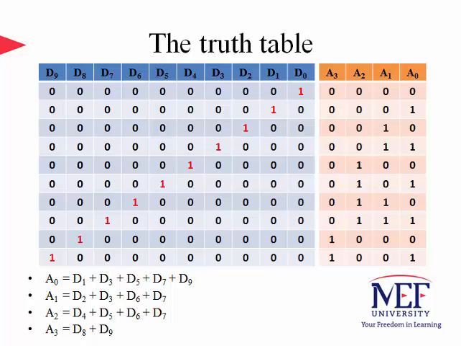A0 has 1 in the corresponding positions of D1, D3, D5, D7, and D9. That's why we OR all of them. And A1, on the other hand, has 1s in the corresponding positions of D2, D3, D6, and D7. That's why we OR all of them. And A2 has corresponding bit positions D4, D5, D6, and D7, and A3 is equal to D8 plus D9.